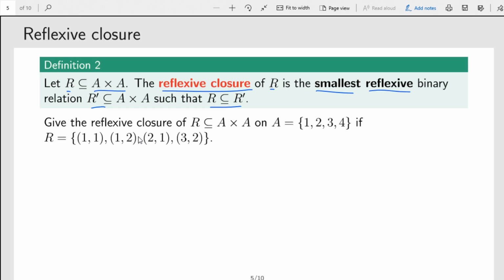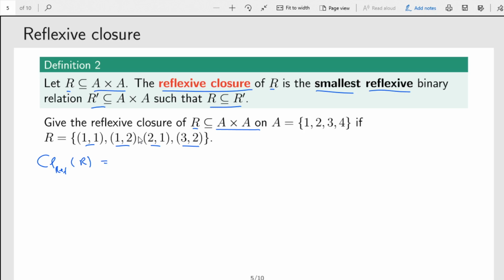Now let me give you an example. Suppose you have this relation R on A, where A is the set of integers 1, 2, 3, and 4. Now R itself is the set containing (1,1), (1,2), (2,1), and (3,2). What is the reflexive closure of R? Let me use this notation: reflexive closure of R.